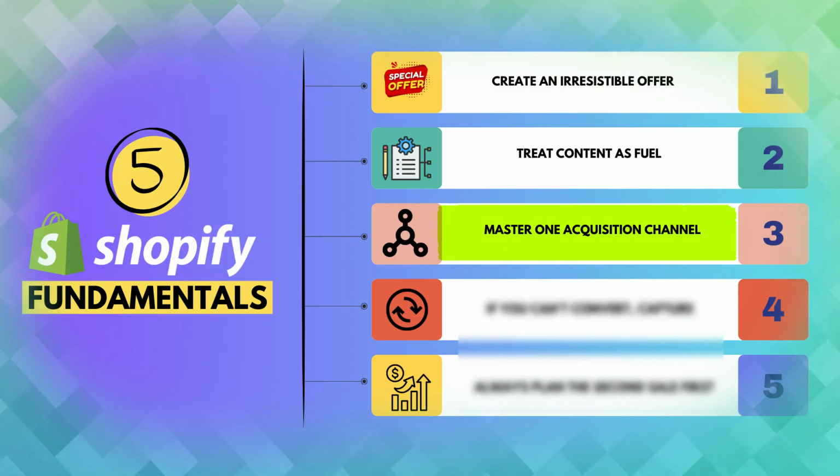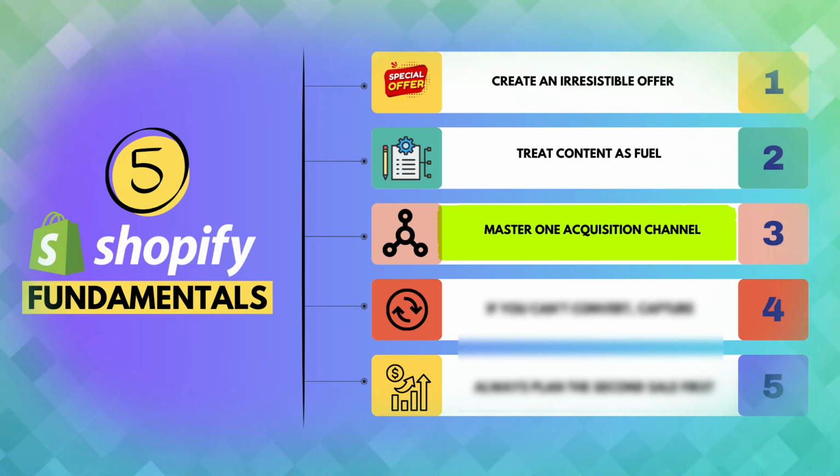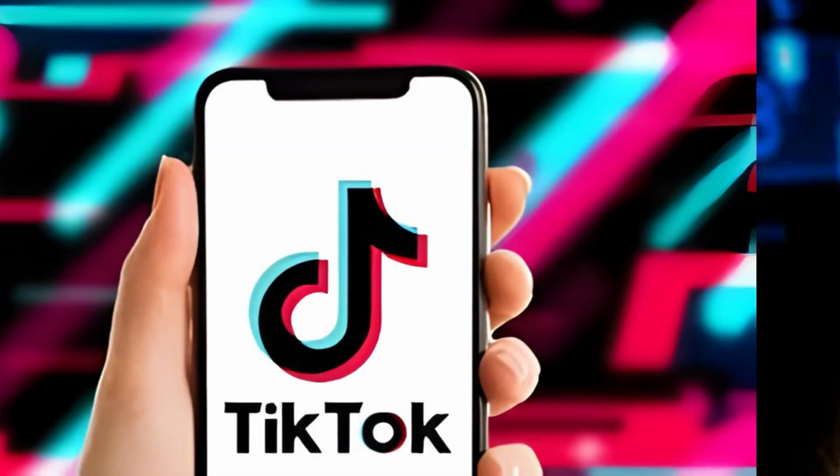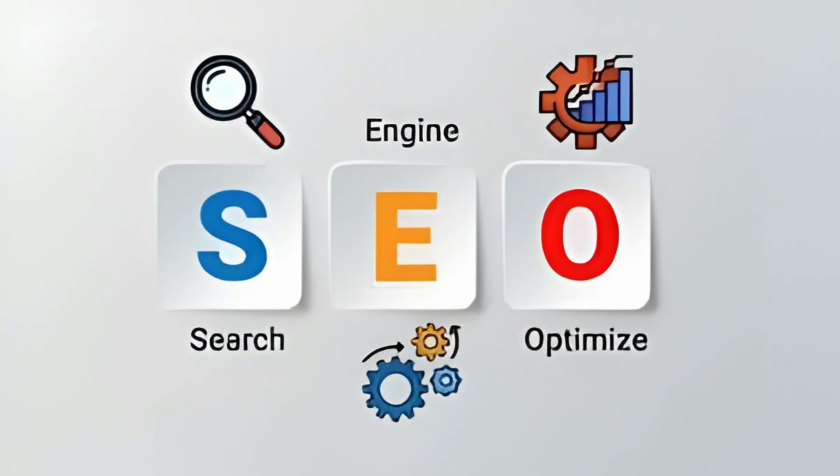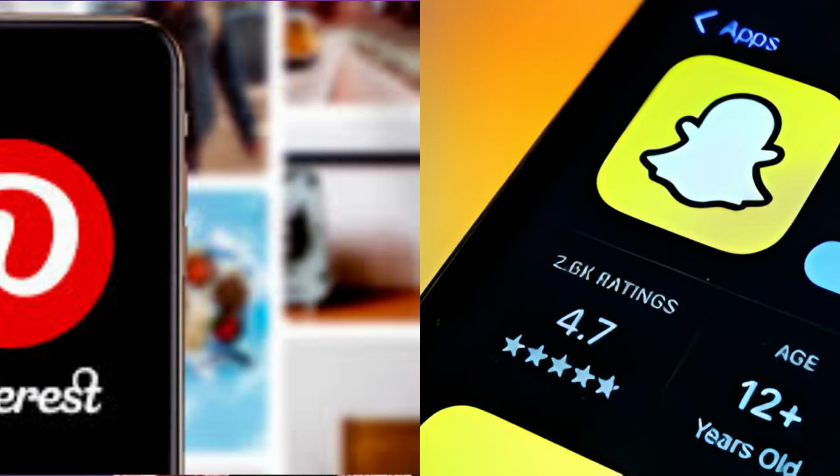Fundamental 3, master one acquisition channel. This is where most Shopify founders sabotage themselves. They want to do everything. Meta ads, Google ads, TikTok, email, SEO, influencers, Pinterest, Snapchat. When you try to do 10 things, you become 10% good at all of them. The stores that scale, they go 100% in one thing until they master it.